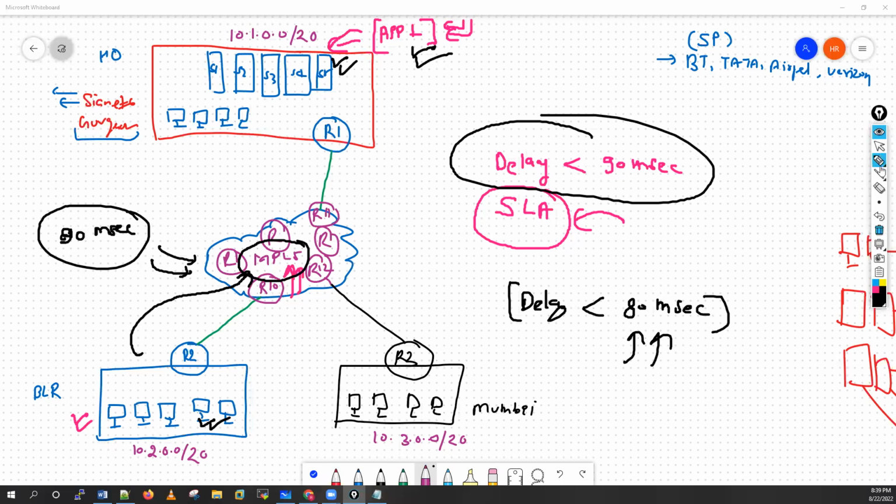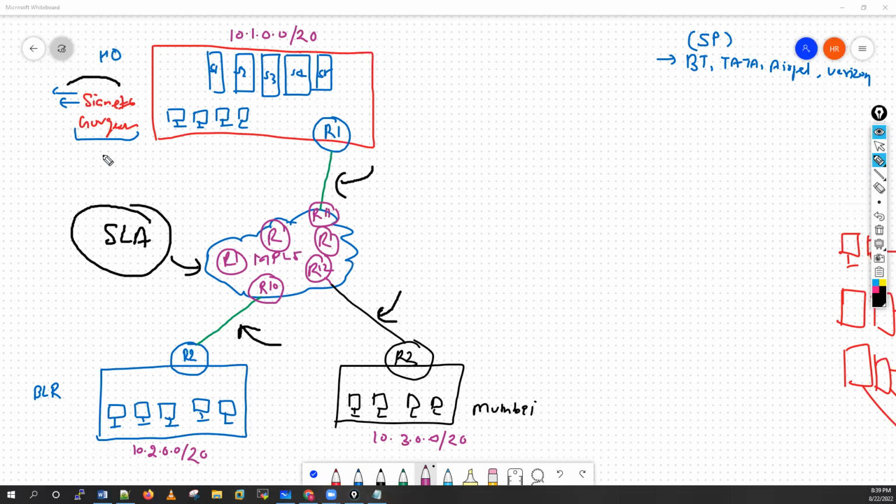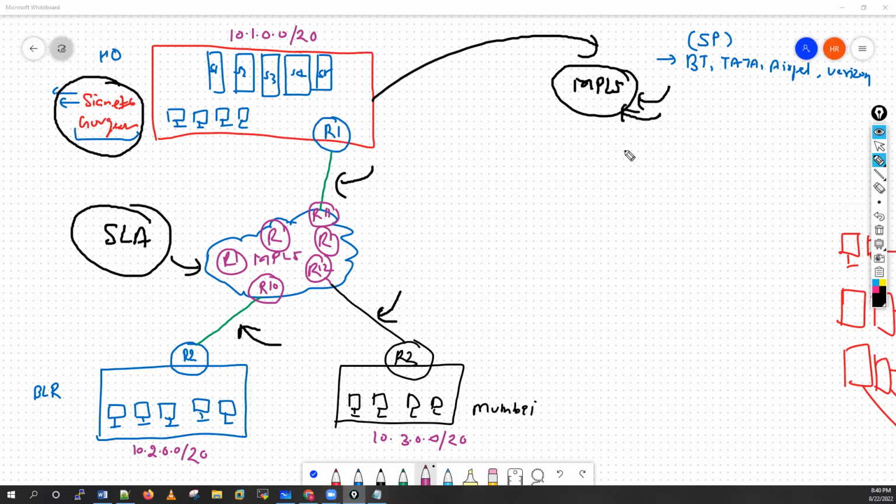Now, but still this solution is also costly. If you take an MPLS link, you have to pay a huge amount to your service provider. But it is good because you are getting the SLA as well. So after that, these SD-WAN people again reached out to the service provider and asked, your solution, which is MPLS, is very good, but it is also a costly solution. Can you tell us some cheaper solution?